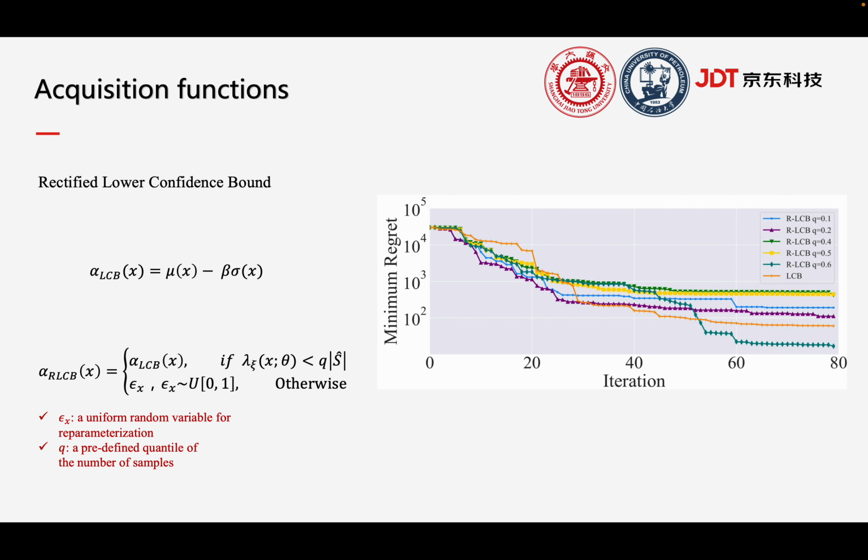The variance of a Poisson distribution equals its expectation value. Therefore, applying the vanilla LCB acquisition function to our method will lead to an over-exploitation issue. To this end, we introduce a rectified technique and a rectified lower confidence bound named RLCB for our method. We use a predefined contour parameter Q to restrict the lower value to a threshold. As above, epsilon is a uniform random variable for reparameterization, and Q is a predefined contour of the number of samples. The threshold can be adaptively adjusted during the optimization process.